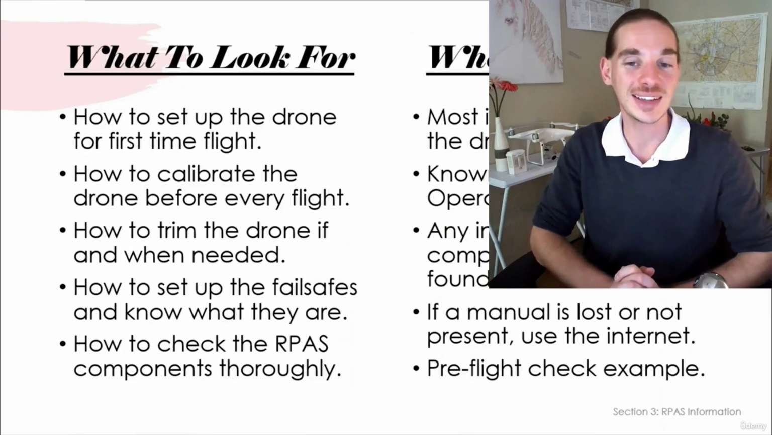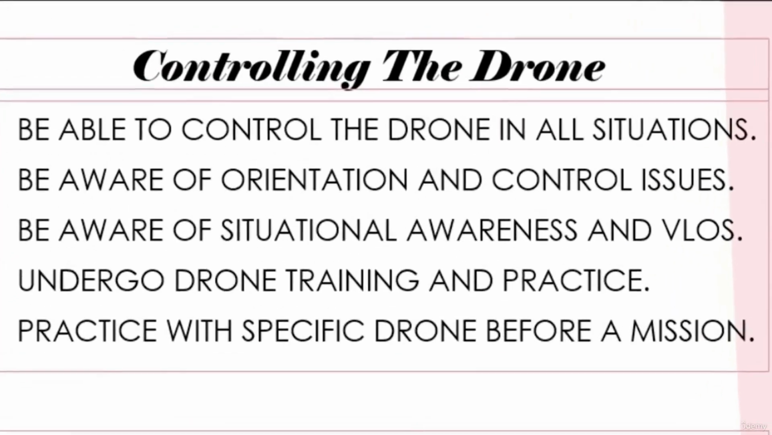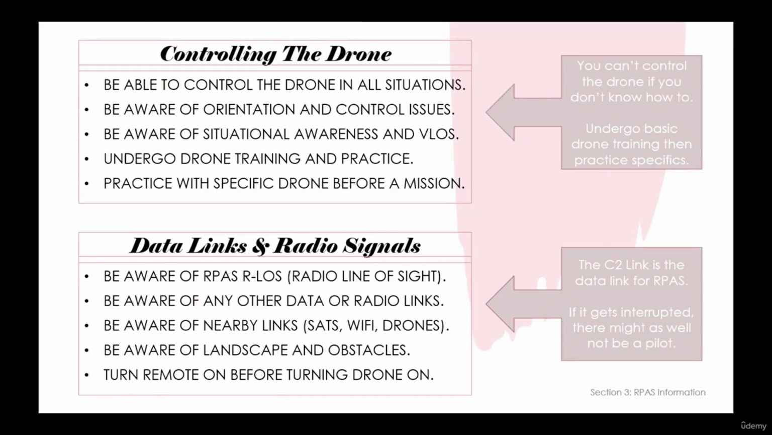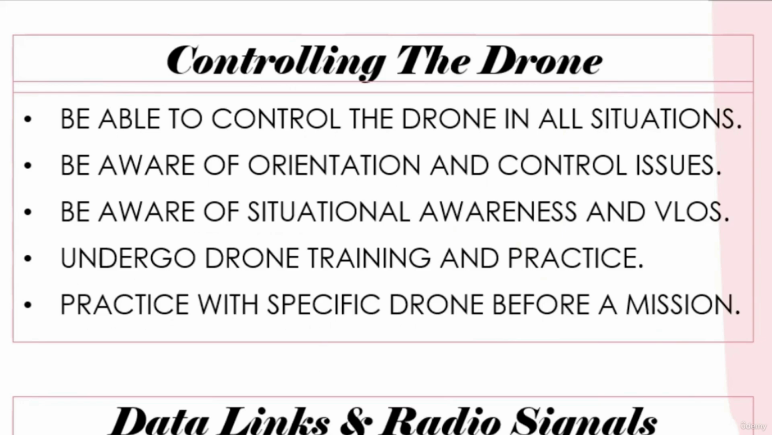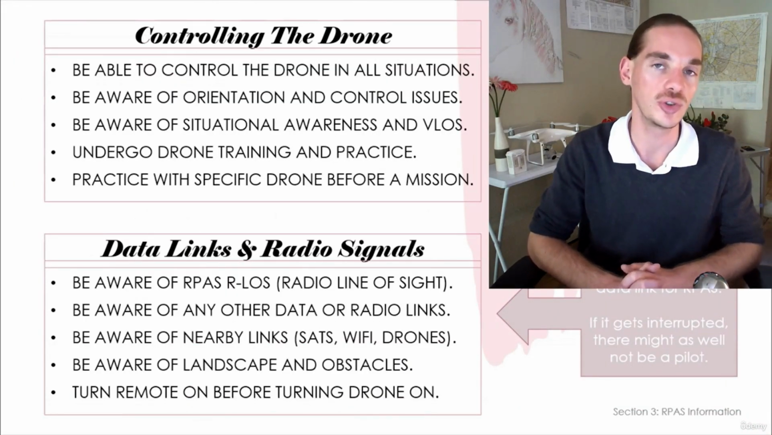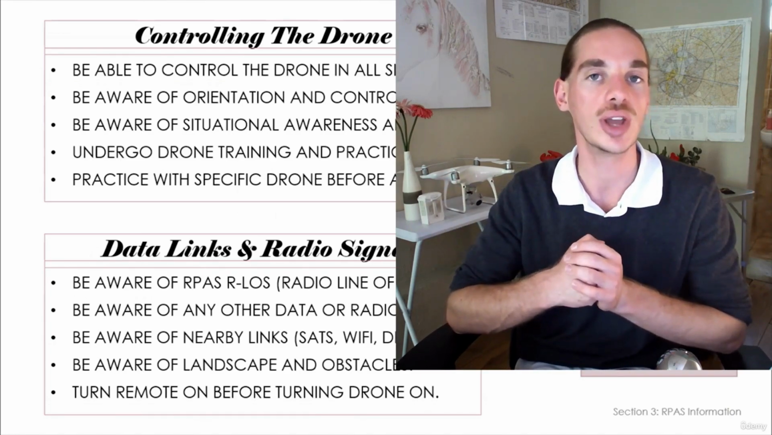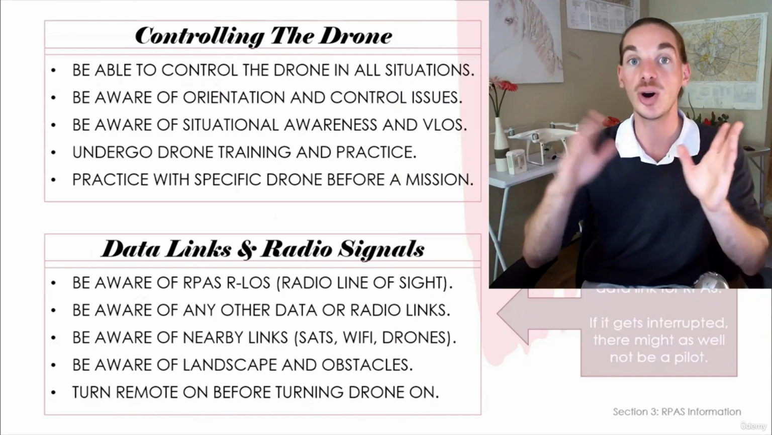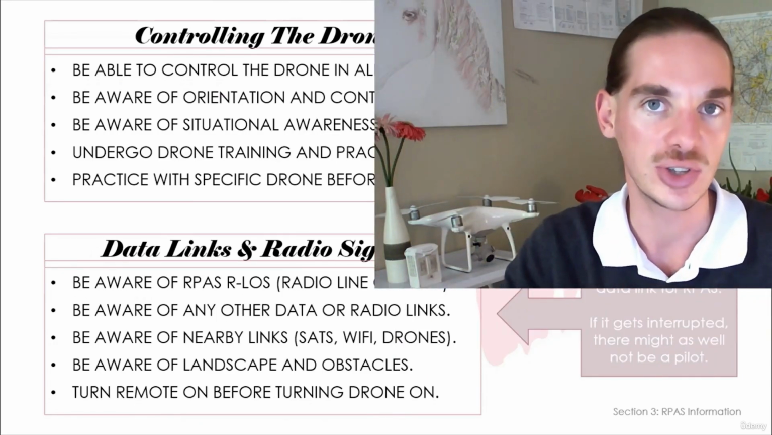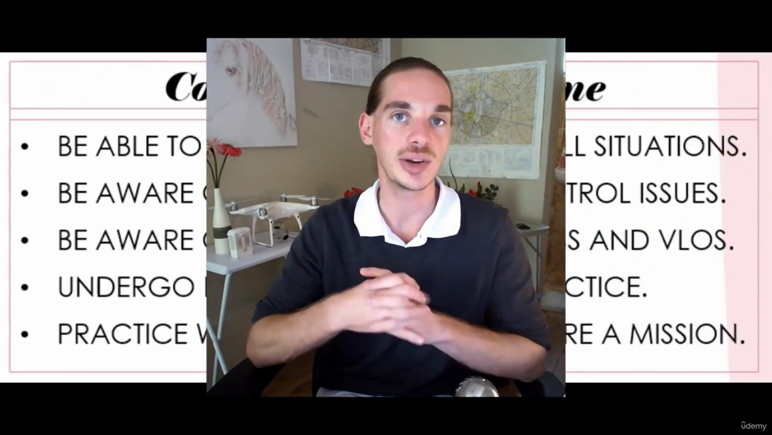That was a bit of a big section there, and we are not done yet. We still need to talk about controlling the drone and data links and radio signals. When it comes to controlling the drone, you need to be able to control the drone in all situations. What that means is if it is heavy wind, you need to be able to control your drone. All of a sudden your drone switches into a different flight mode. You need to be able to control your drone. You cannot go on a mission if you aren't aware how to control and manipulate your drone, no matter the circumstances. You need to be aware of orientation and control issues, which we talked about previously.